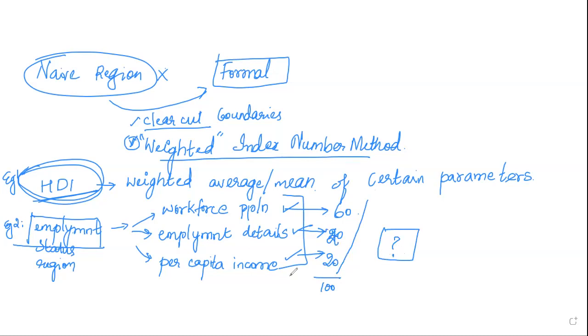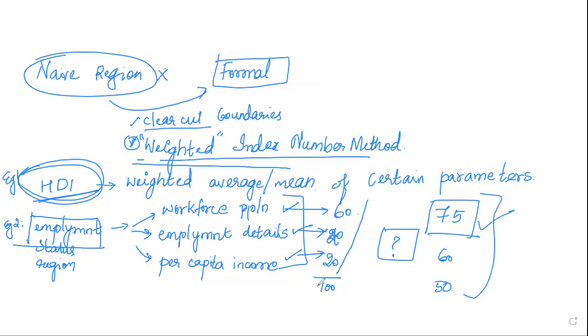Like that, if I'm calculating it for every region, for Kottayam, for Idukki, for Cochin, for different districts, I will come up with a weighted index method. Let's say Kottayam has got a score of 75, Idukki has got a score of 60, Pathanamthitta has got a score of 50. Then I can say out of all these three districts, Kottayam is better. This is the technique behind the weighted index number method.